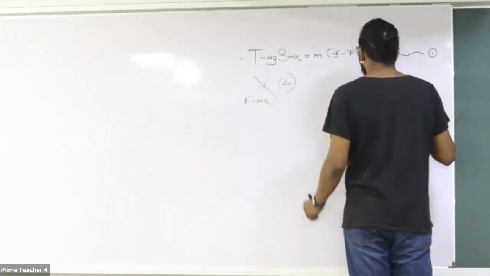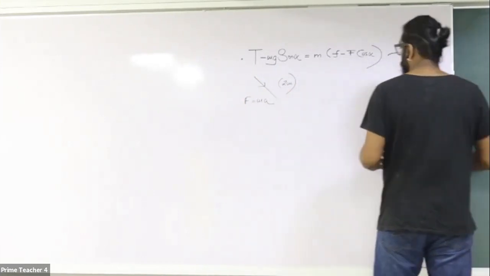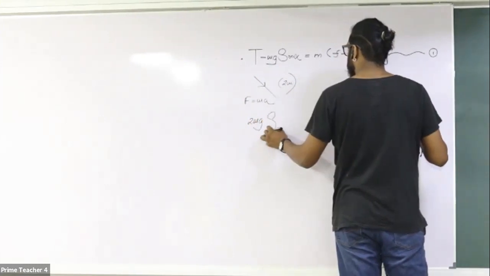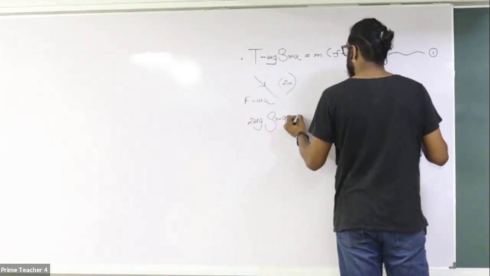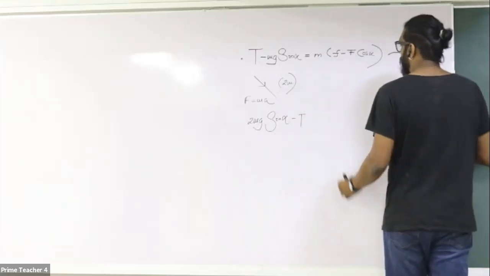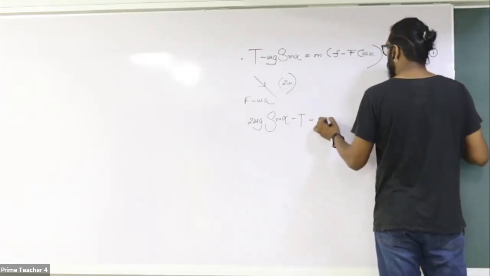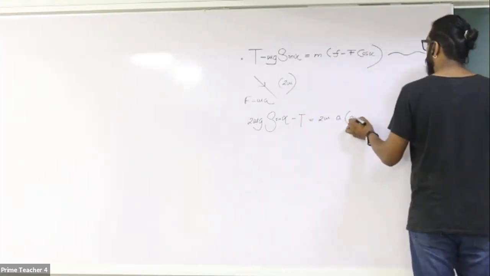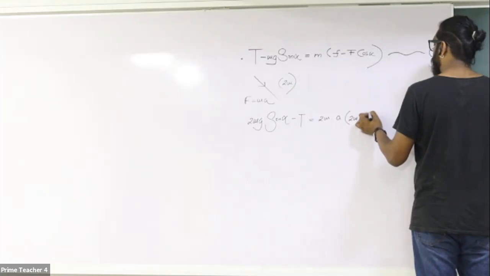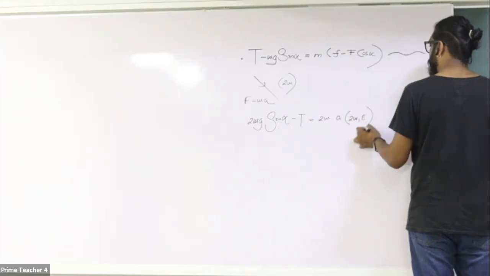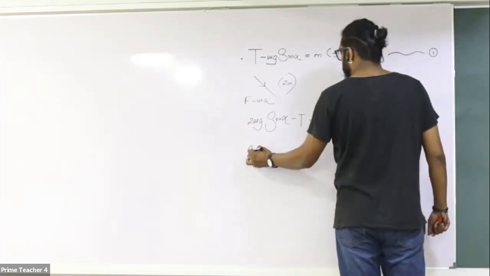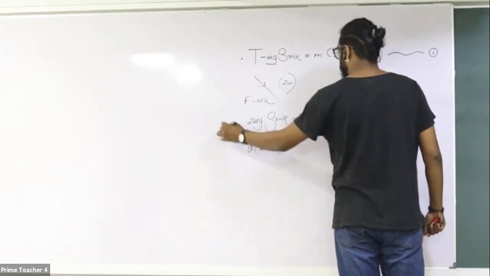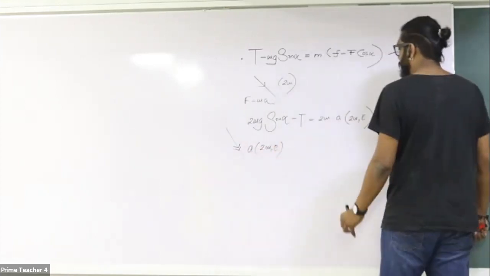So now we can write in this direction, we are going to have 2mg sine alpha minus the tension equals 2m times the acceleration of 2m relative to Earth. Right. So what is this acceleration of 2m relative to Earth in this particular direction? And that becomes the resultant.